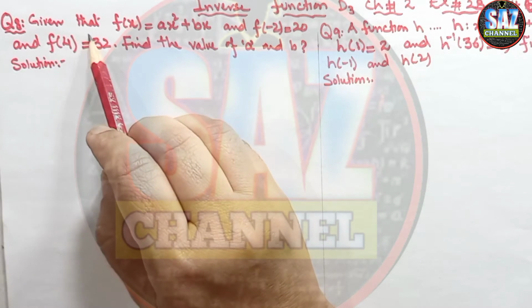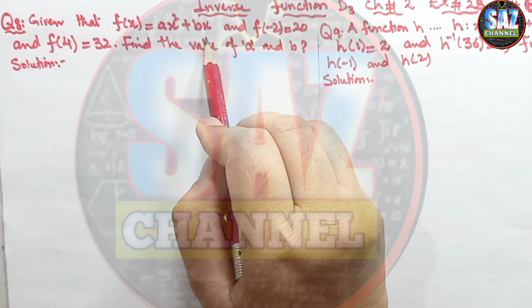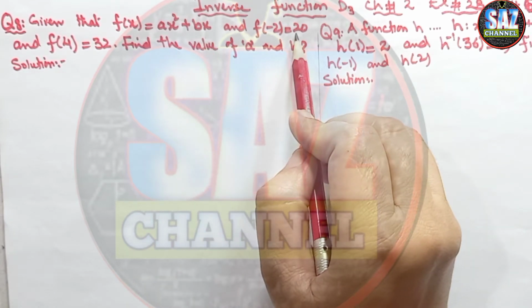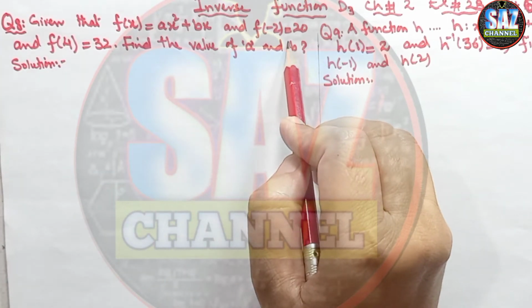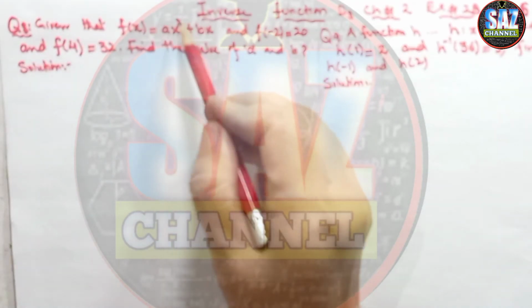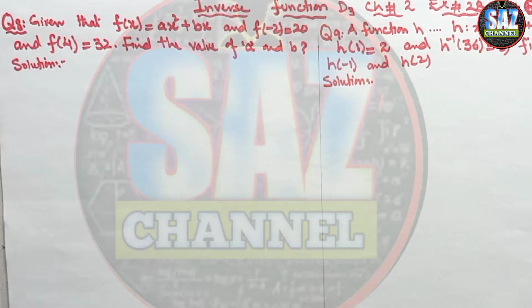Question says that given that the function f of x equals ax square plus bx and f of minus 2 equals 20 and f of 4 equals 32, find the value of a and b. Here we can see that in this question we are given two unknowns, so there must be two conditions to evaluate these two unknowns. So let's move to the solution of the question.